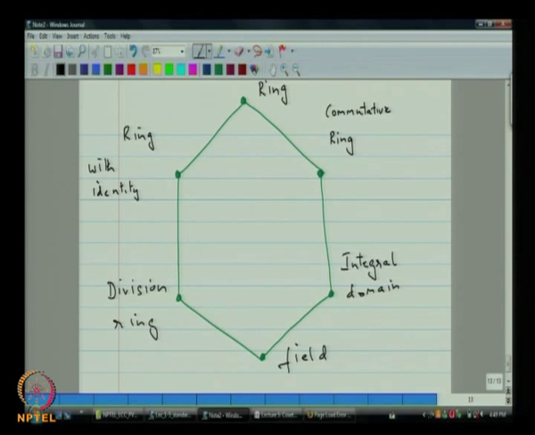Now, going down the other fork, if it is a ring with identity, that means you are just adding the presence of an identity element. And as far as the division ring is concerned, if every non-zero element has an inverse, then we say that it is a division ring. And then in the end we have a field. So, what does a field have? Well, a field has all of these properties, that is, it is a commutative ring, it is an integral domain, it is a ring with identity, it is a division ring. When it has all of these properties, it is called a field. Okay.